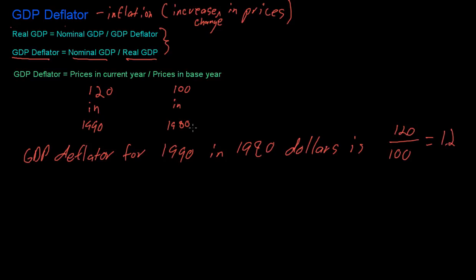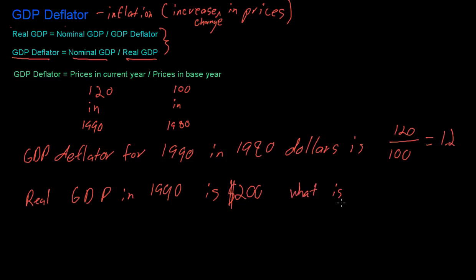So let's say that we had real GDP in 1990 is $200. And you know, this would probably be $200 billion, but such is life. So it's $200, and then the question is, what is nominal GDP? And all that you have to do is take 200 times 1.2, and that's equal to 240. And that's it.